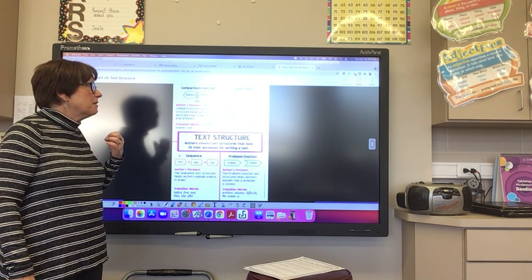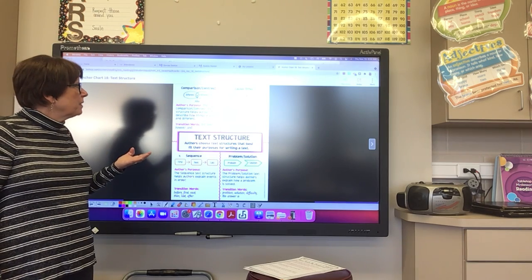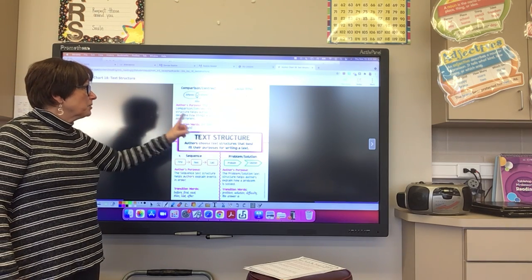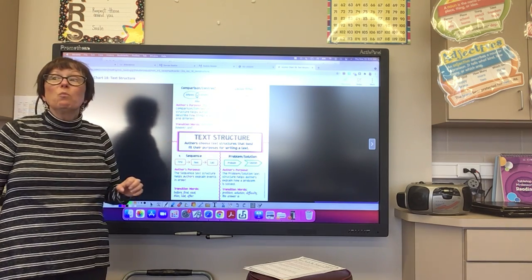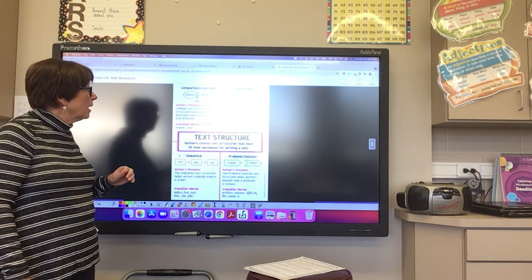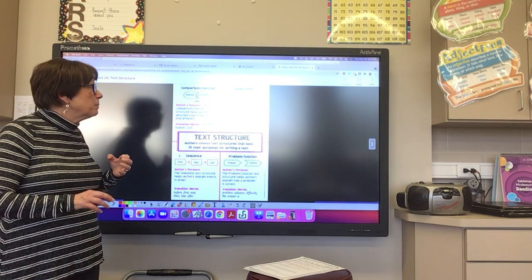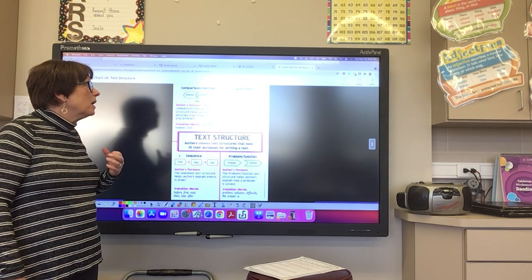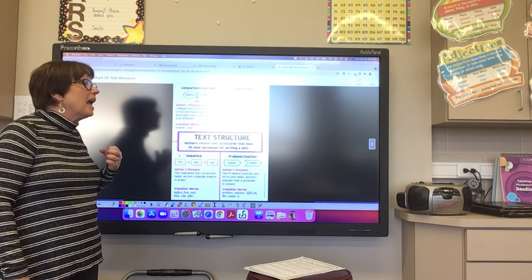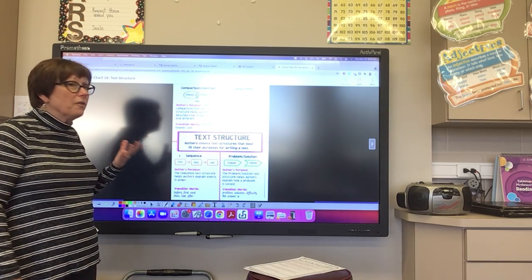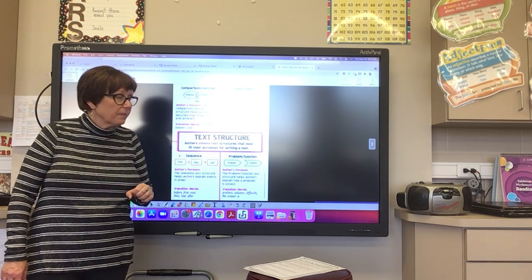Then there's cause and effect. That text structure helps authors explain what happened and why it happened. So some transition words or important words you can look for would be because, so, in order to, as a result. So some authors will use cause and effect.